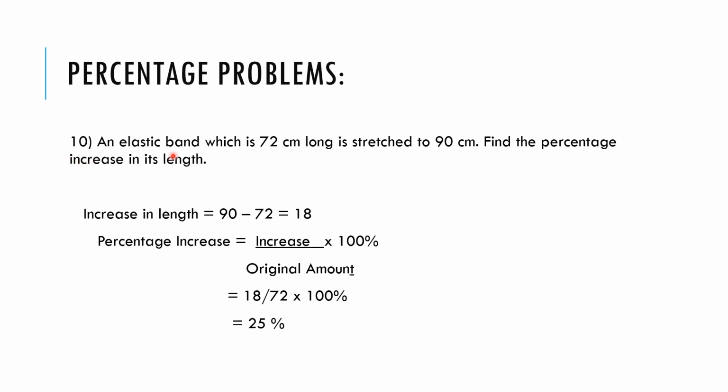An elastic band which is 72 centimeters long is stretched to 90 centimeters. Find the percentage increase in its length. Now the increase in length is equal to 90 minus 72, that is 18. The percentage increase is the increase over the original amount into 100%. That is 18 over 72 into 100%. So that is 25%. So the percentage increase in the length of the elastic band was 25%.